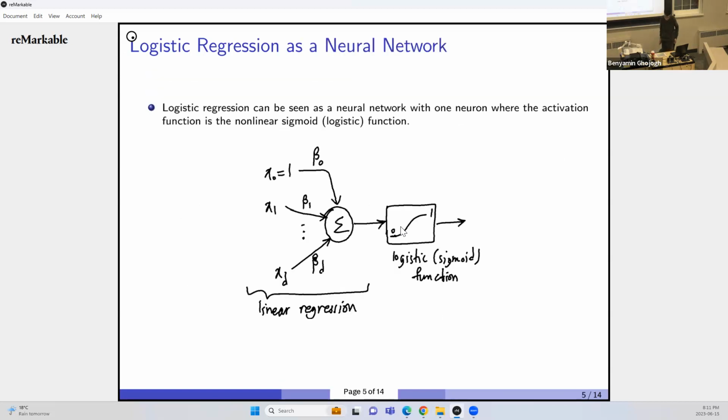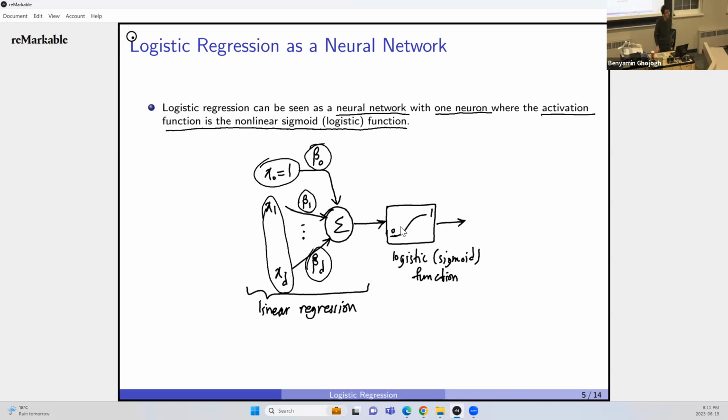Logistic regression can be seen as a neural network with only one neuron, where the activation function is a nonlinear sigmoid or logistic function. So it's one neuron in a neural network. You have x1 to xd, and you multiply them by the weights beta 1 to beta d, but you also consider beta 0 for the sake of bias or DC signal or intercept. Where x0 is 1, it's kind of linear regression up to this point, but you pass it through a logistic function.